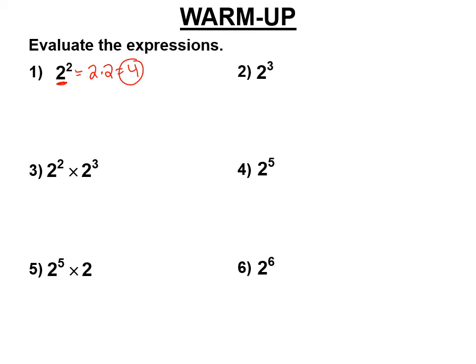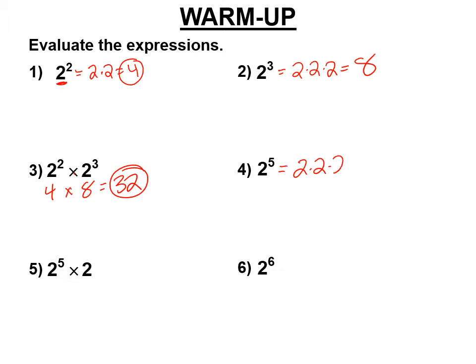Now, right, when I'm putting baby stuff in a warm-up, it must be that I'm trying to show you something. There's a pattern here. 2 cubed is 2 times 2 times 2, 8. So 2 squared times 2 cubed, well, we said 2 squared is 4. That's the time symbol. 2 cubed is 8. 4 times 8, 32. 2 to the 5th is 2 times 2 times 2 times 2 times 2.